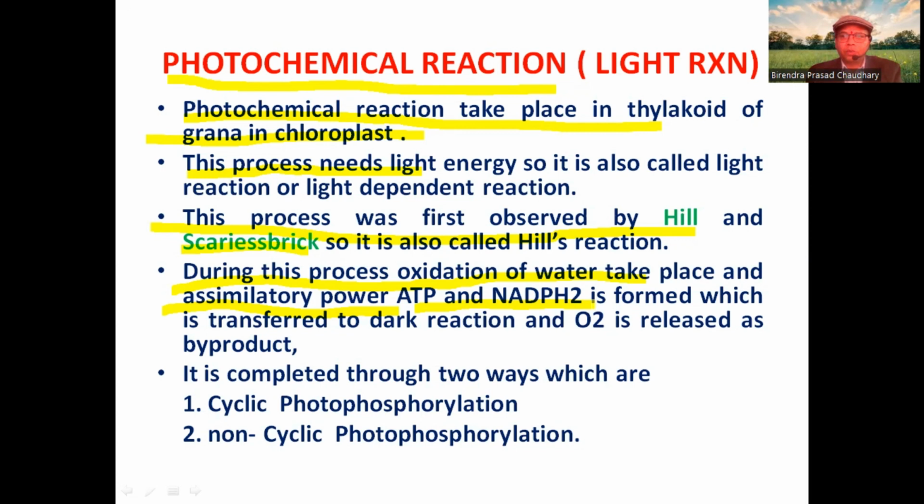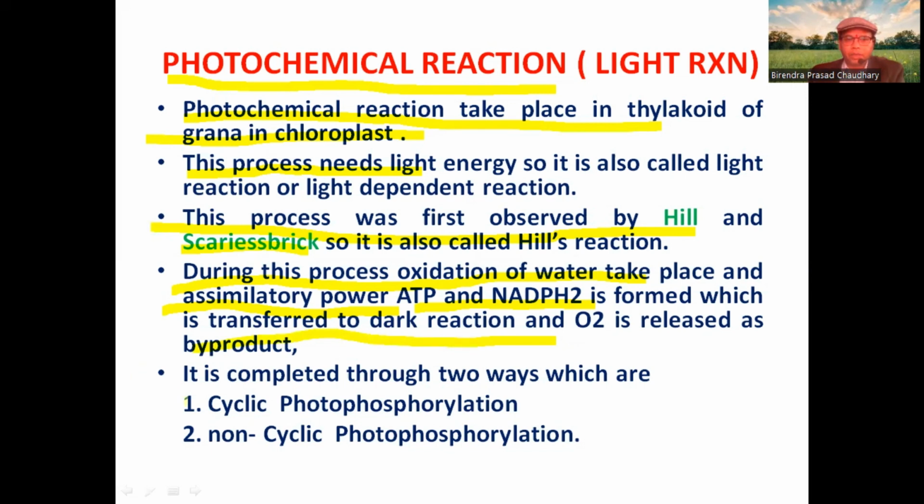Assimilatory power is formed in the photochemical reaction by the oxidation of water. Then after, they are transferred to the dark reaction, and O2 is released as a byproduct. Photolysis of water takes place and the O2 molecule is released as the byproduct that the plant exhales into the atmosphere during photosynthesis.